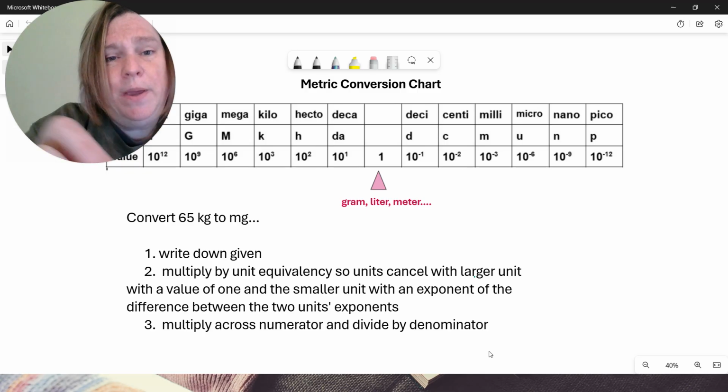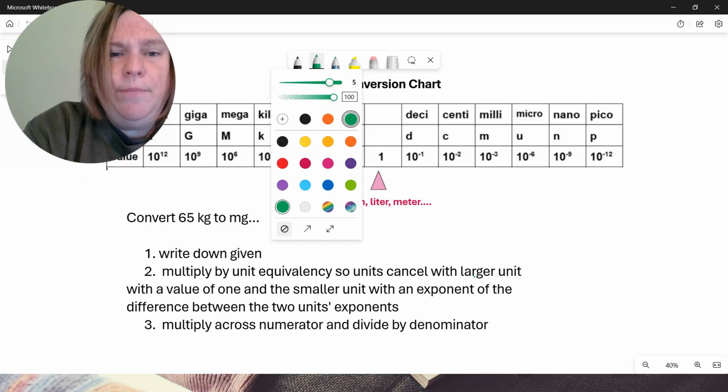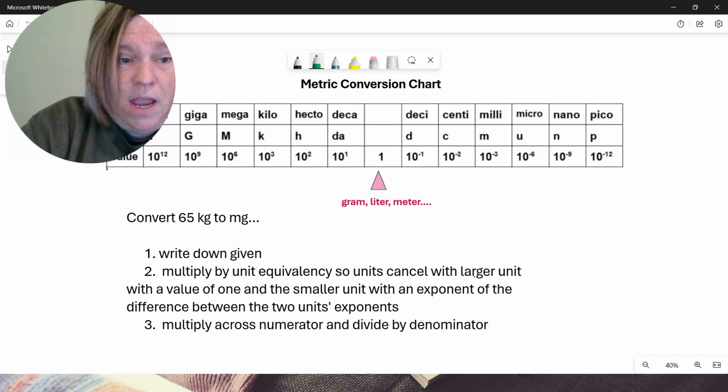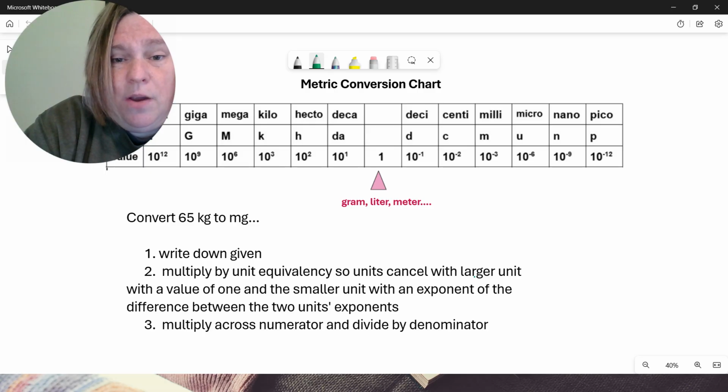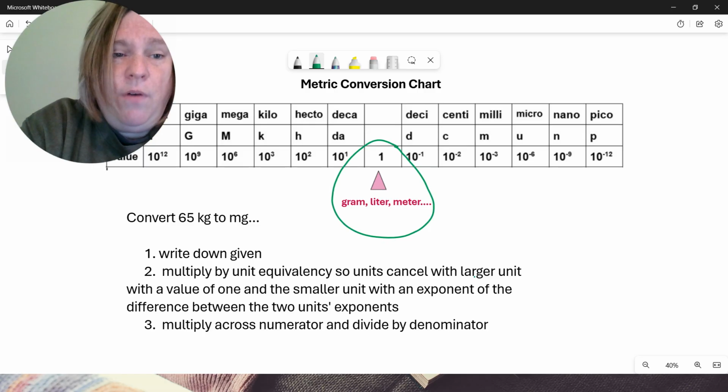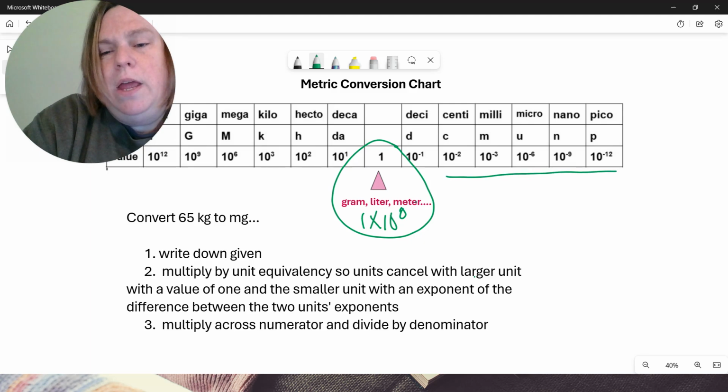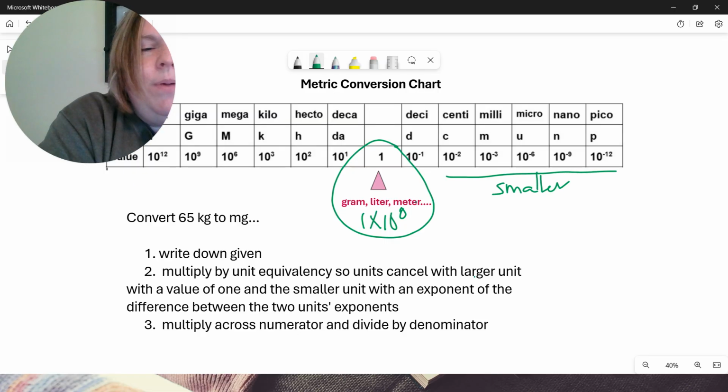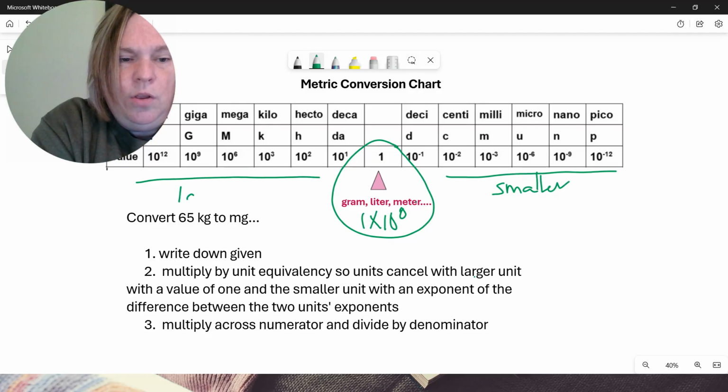You can see I have a picture of the metric relationships as far as prefixes and standard units. So here in the middle, we just have a value of 1. That is just for our regular units that we use that have no prefixes in front of them. In fact, we could write it 1 times 10 to the 0 if we wanted to keep it the same as everything else. Everything below that 1 are smaller prefixes for a unit, and everything above that standard unit are larger.